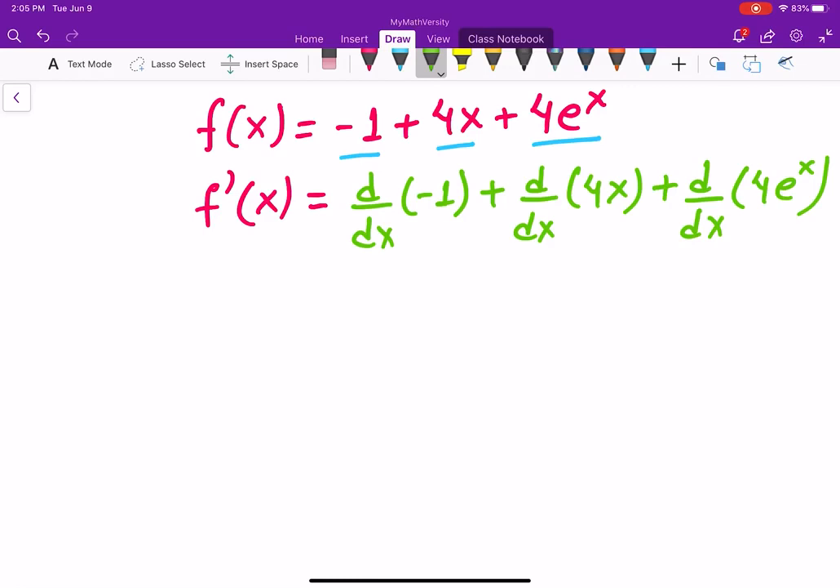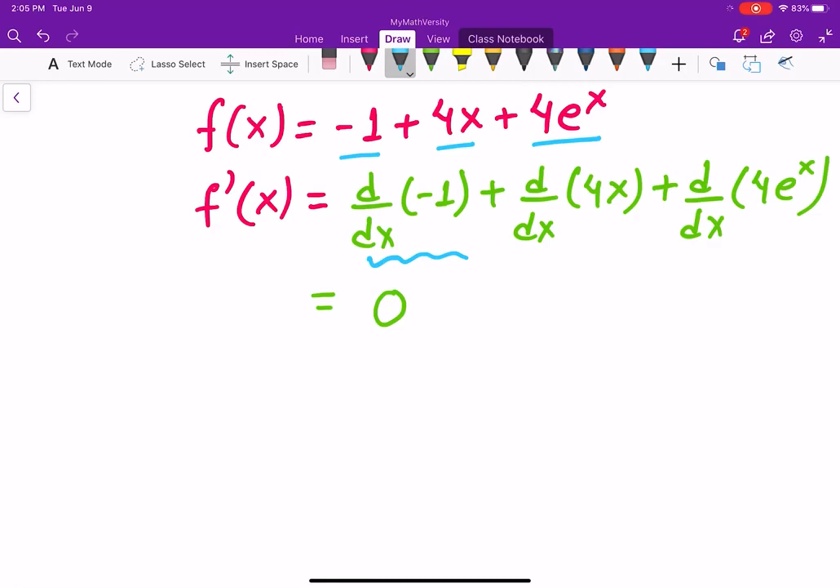So what is the derivative of -1? -1 is a constant, right? So the derivative of a constant function, by the constant rule, will be 0. So the derivative of -1 with respect to x is 0.